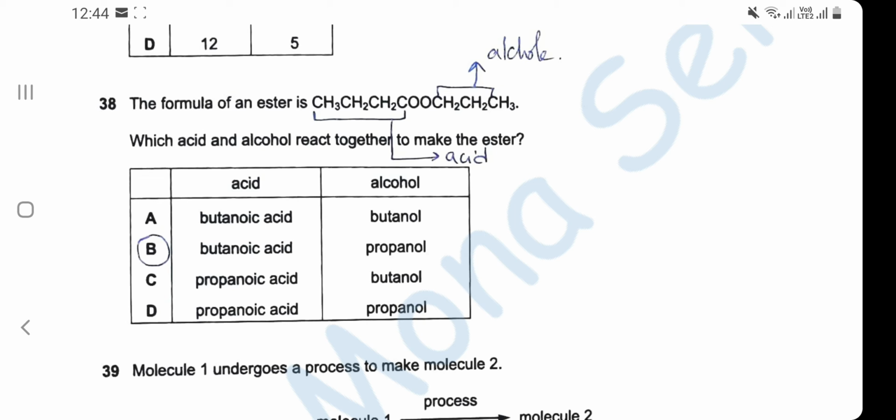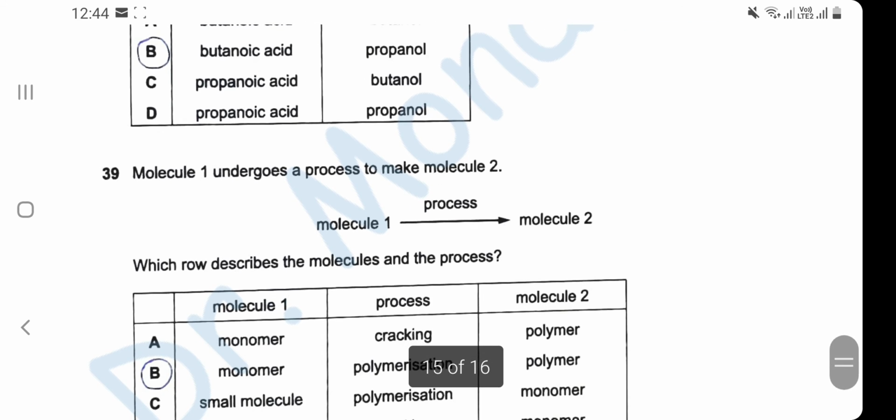will be the acid. This is written on the left side here. We will count the number of carbon atoms including the COO. This carbon will be counted with us in the acid part. So the acid will be 1, 2, 3, 4. This will be butanoic acid. And we will count the number of carbon atoms for the alcohol, 1, 2, 3, and this will be propanol. So the answer will be B, butanoic acid and propanol.